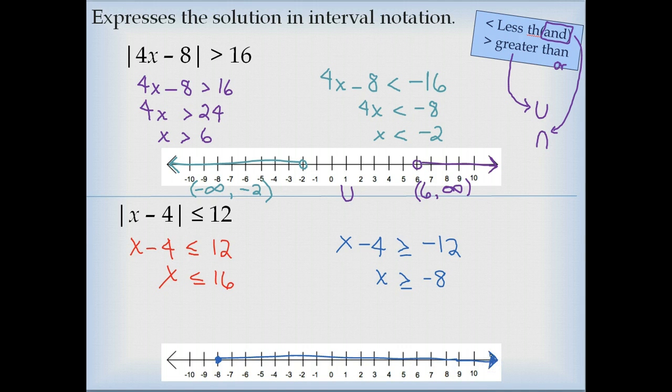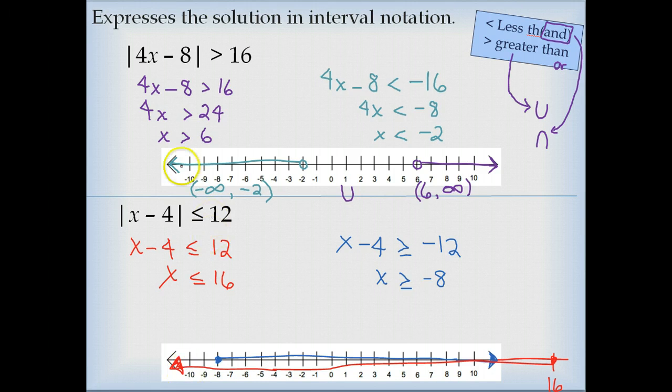Like so. And then we're going to have 16. I should have made my number line a little longer. Let's say that's 16 right there. We're going to have a solid circle on 16, and my solutions are the ones less than 16, so I go that way.